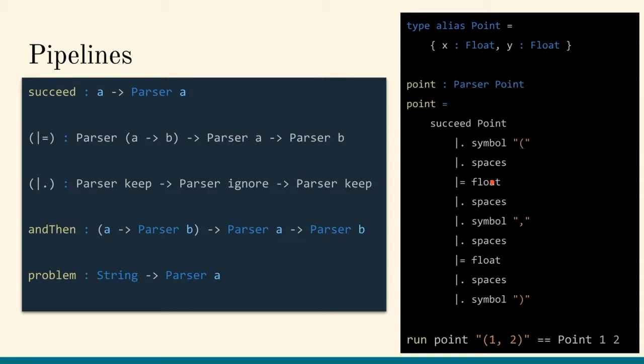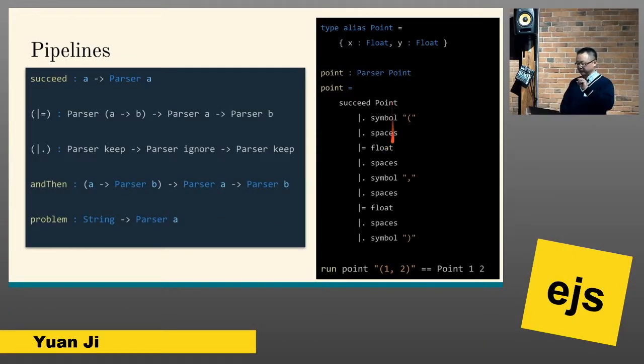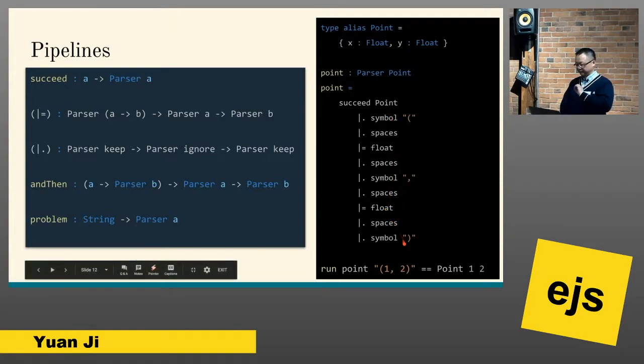Find the float value, you keep that as the point. Find the space, throw away. Find the comma, throw away. Space, throw away. Find float, pass to the point. Find space, throw away. Find right parenthesis, throw away. So we don't do the nested point value. That makes sense for nested.